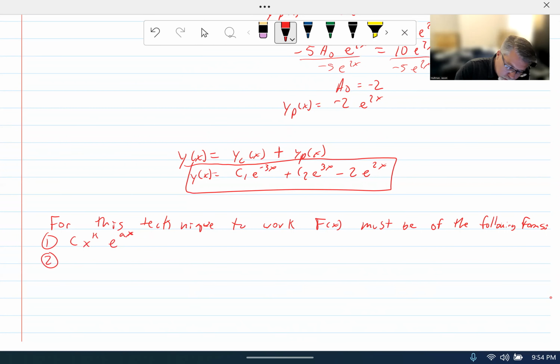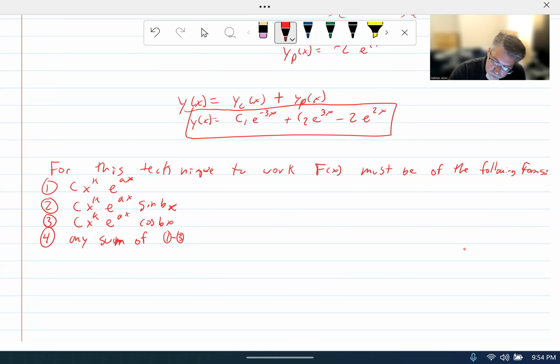Number two, C x to the k e to the ax times sine of bx. Number three, C x to the k e to the ax cosine of bx, or four, any sum of any combination of the top three. Any sum of 1 through 3.